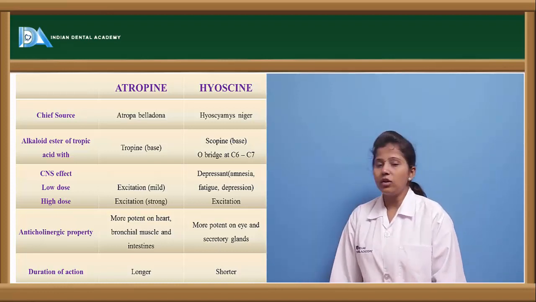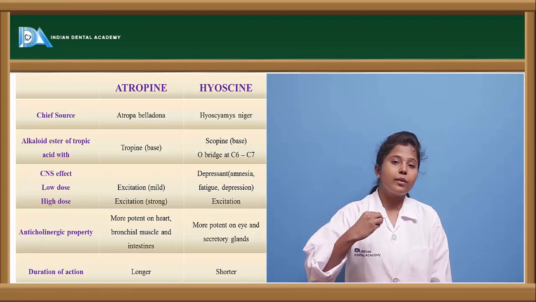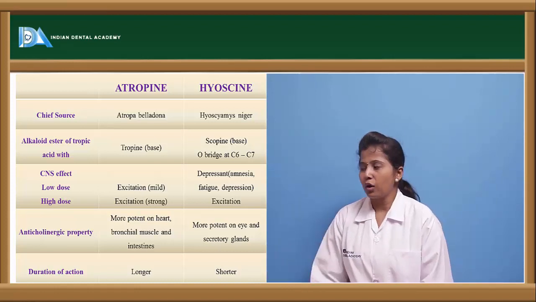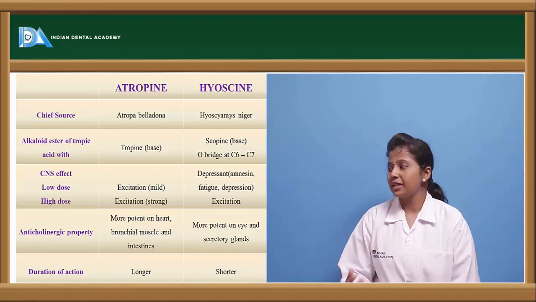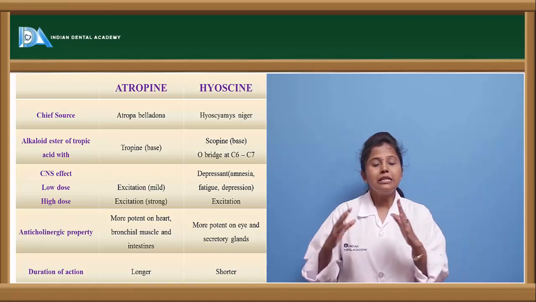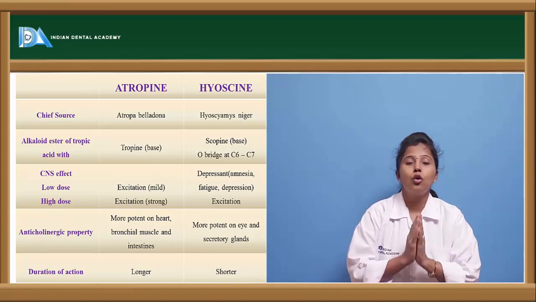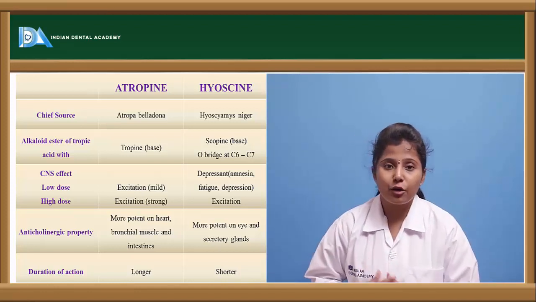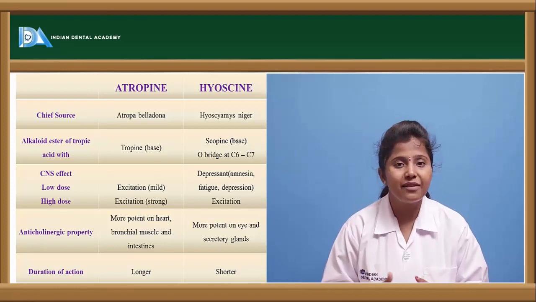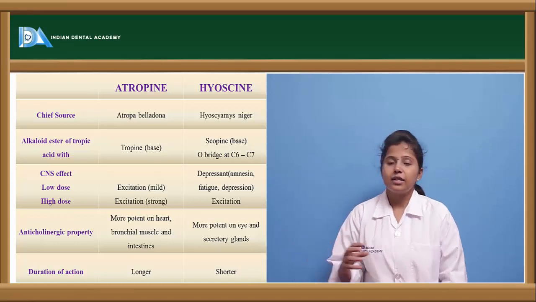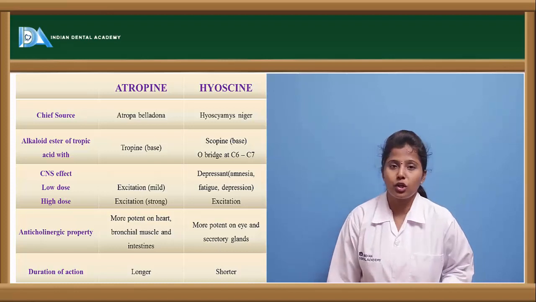If we compare the anticholinergic properties, atropine has more effective action on the heart, bronchial muscle, and intestine, whereas hyoscine has more effect on the eye and secretory glands. So these anti-muscarinic drugs exert their action based on the location of the receptors also. As to duration of action, atropine has a longer duration of action and hyoscine has a shorter duration of action.